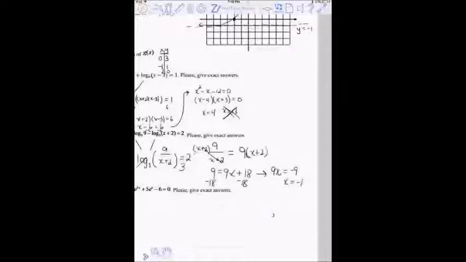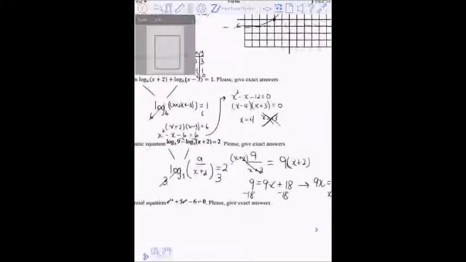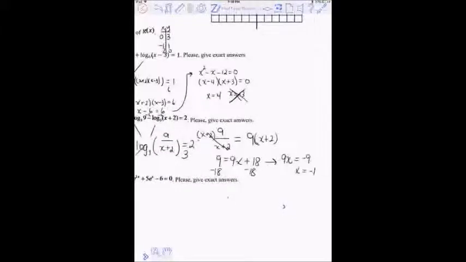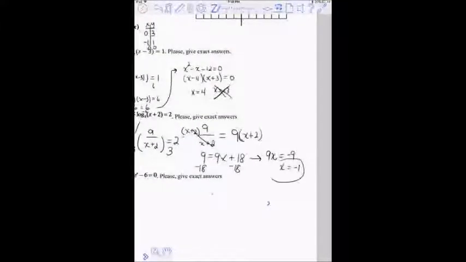So x equals -1. Now, just because x is negative doesn't mean that it's extraneous. If you were to plug -1 back into the original logarithm there, you get -1 plus 2, which is +1. So that ends up working.